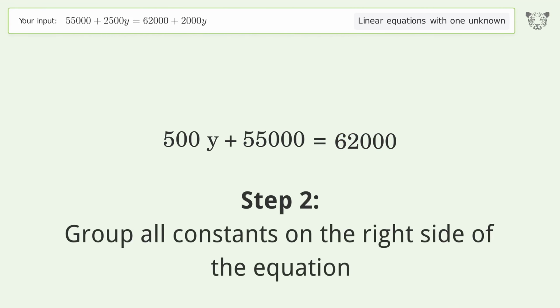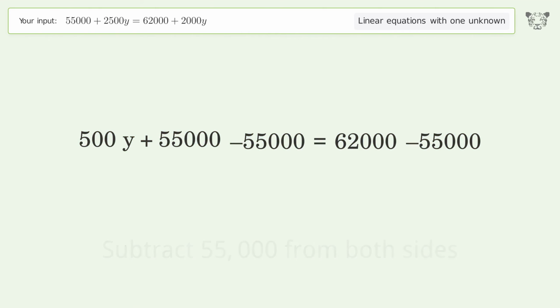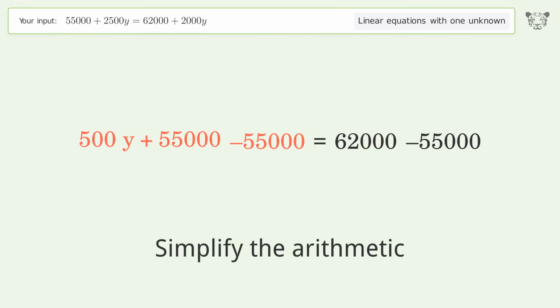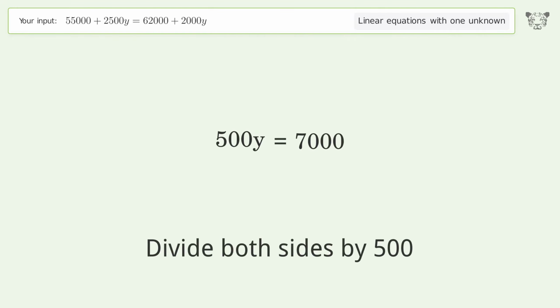Group all constants on the right side of the equation. Subtract 55,000 from both sides. Simplify the arithmetic. Isolate the y. Divide both sides by 500.